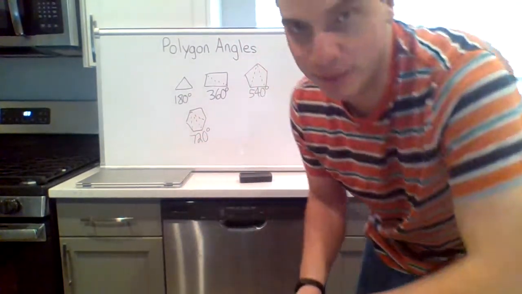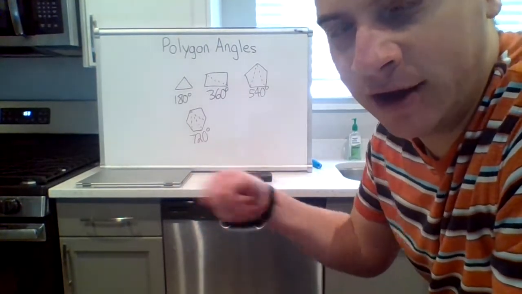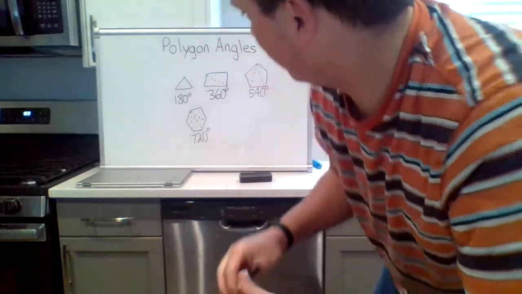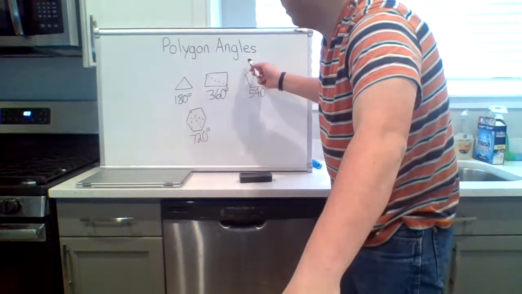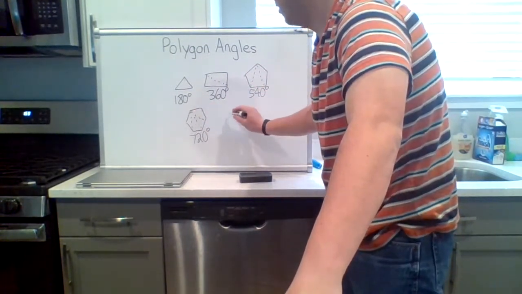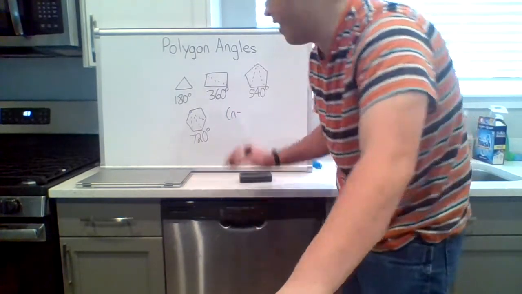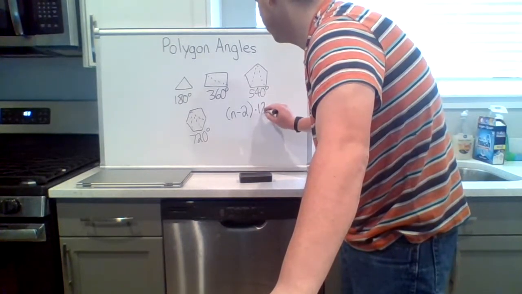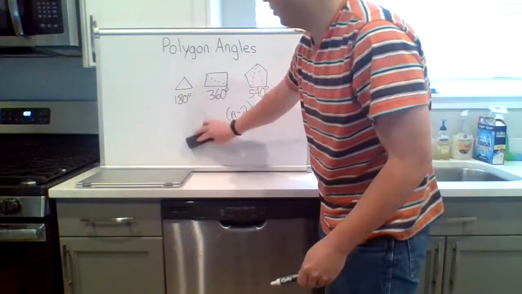The rule is pretty much for each side you add to the polygon, you add 180 degrees more because you add one more triangle. And if there's 3 sides, there's 1 triangle, 4 sides, 2 triangles, 5 sides, 3, 6 sides, 4. The formula becomes n minus 2, where n is number of sides, times 180. So let's do an example using that formula.